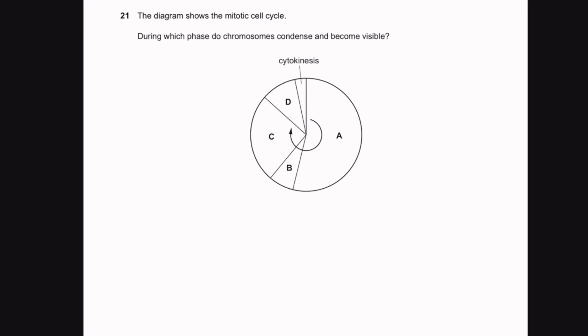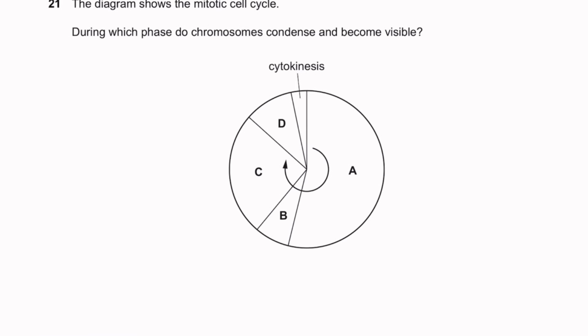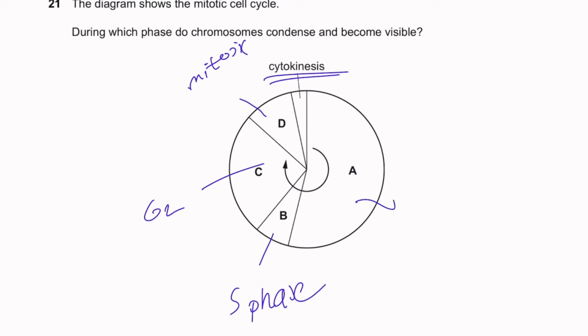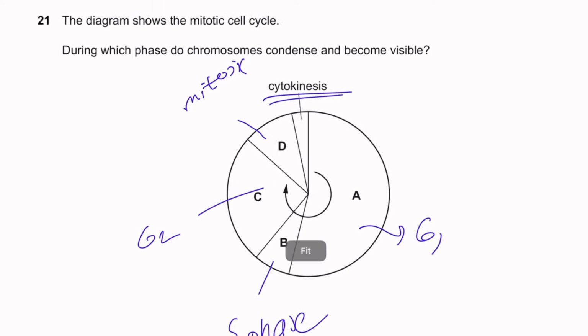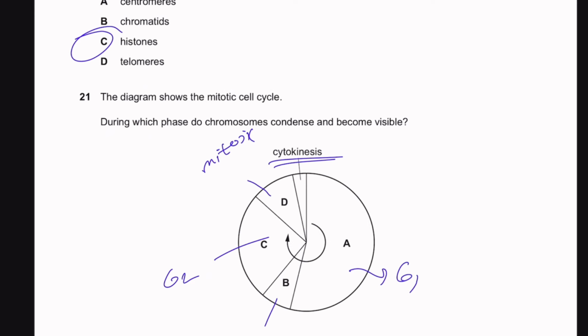The diagram shows the mitotic cell cycle. During which phase do chromosomes condense and become visible? This is cytokinesis, and this is mitosis. If this is mitosis, this is the G2 phase, this will be the S phase, the synthesis phase, and this will be the first growth period, G1. And so when do chromosomes condense? That's in prophase, the first phase of mitosis. So that's going to be D, in mitosis.